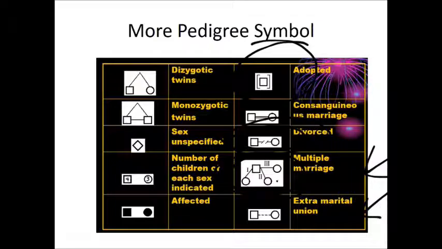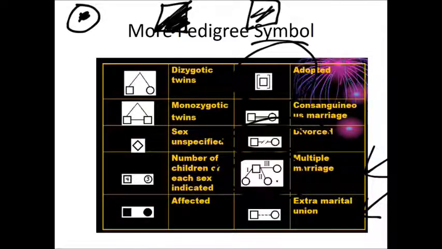Most important ones: circle for females, square for males, half shaded shape is a carrier, or maybe with a dot in the middle. And then a completely shaded shape means an individual is affected with whatever trait the pedigree is about. So now we want to look at some pedigrees, and we want to be able to look at the pedigree and determine the mode of inheritance.